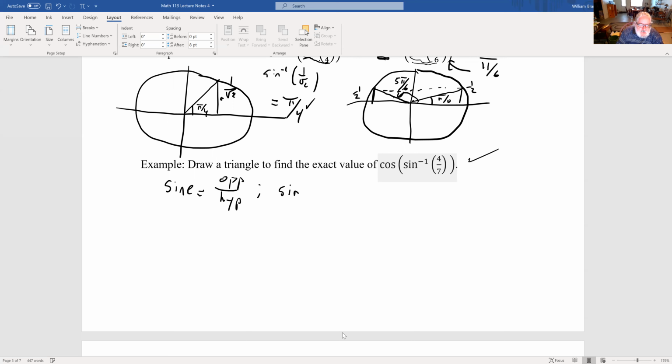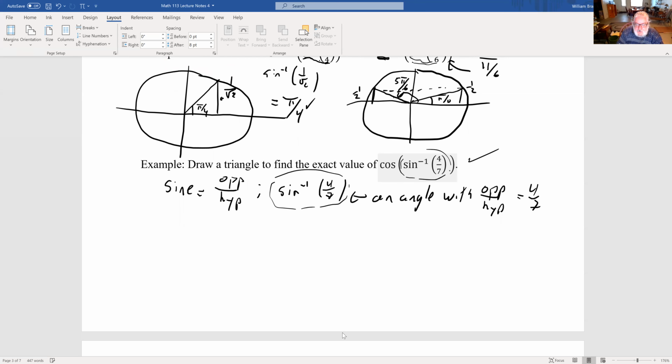Sine inverse of 4 over 7 is an angle, and it's got opposite over hypotenuse equal to 4 over 7, right? So this whole thing in here, that's an angle whose sine is 4 over 7. And what's the cosine of that angle?